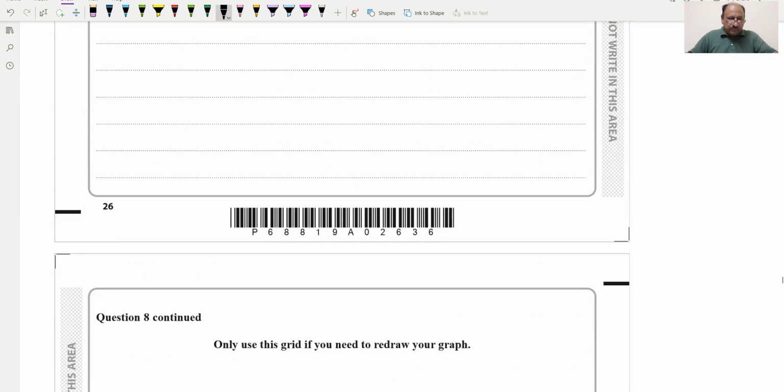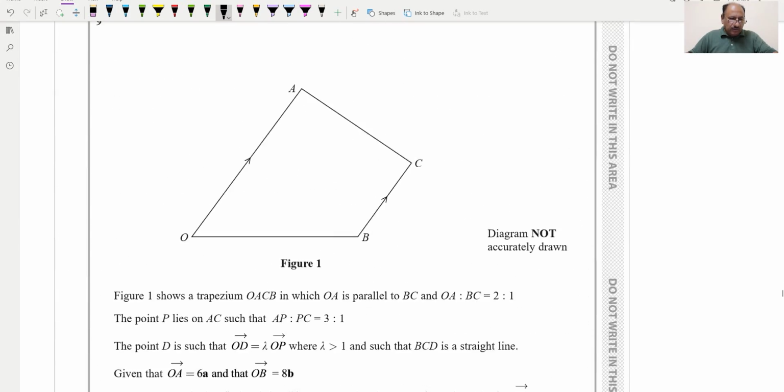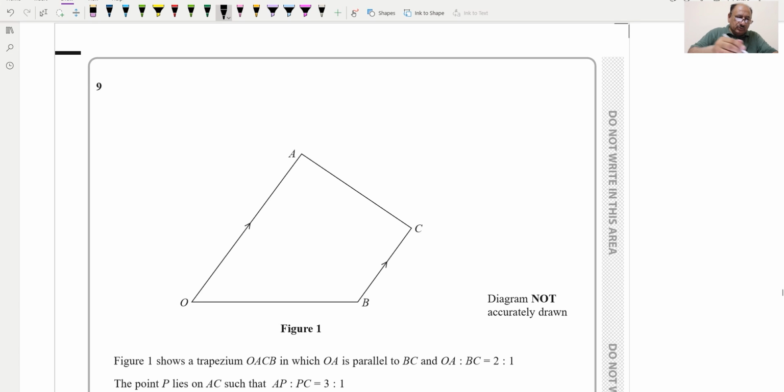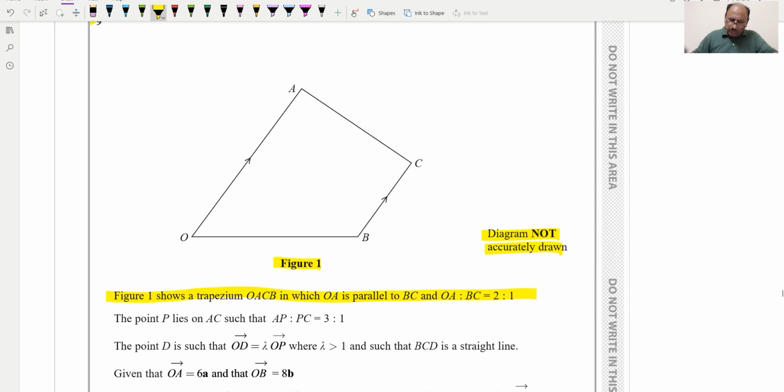We can move to the next question, and the next question is question number 9, which is also a little tricky, and the diagram is not accurately drawn. Figure 1 shows a trapezium in which OA is parallel to BC. These two are parallel to each other. OA ratio BC is 2:1, and the point P lies on AC such that AP ratio PC is equal to 3:1. So AC is the line, and AP to PC is 3:1.